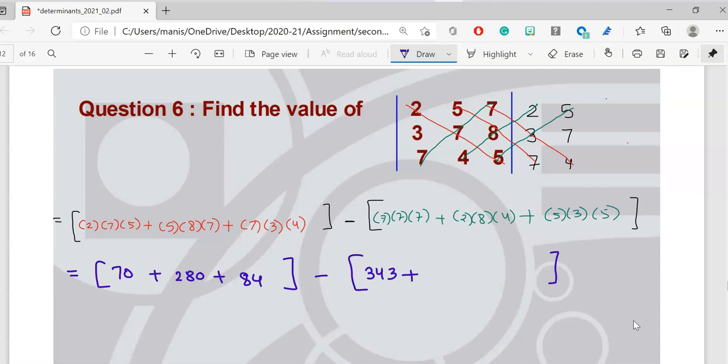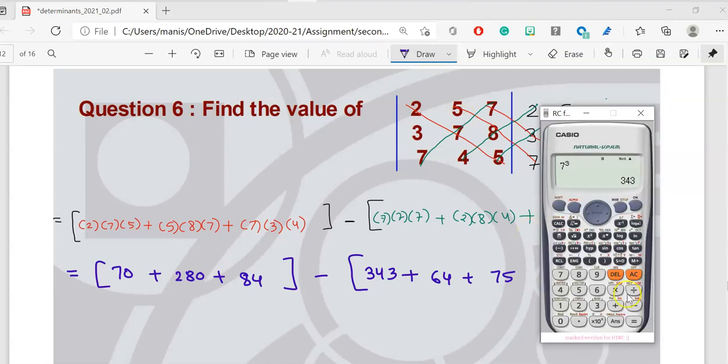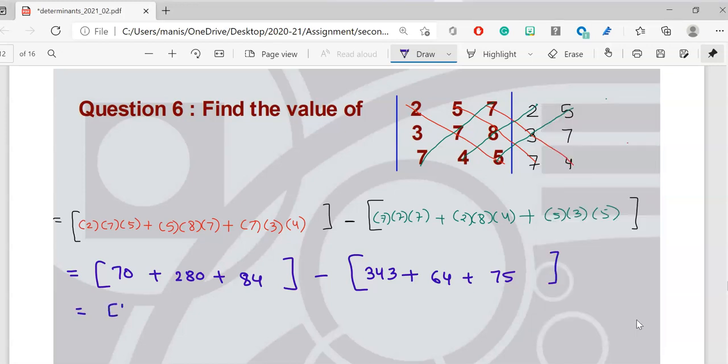2 times 4 is 8. 8 times 8 is what? 64. Plus 5 times 3, 15. 15 times 5 is what? 71. So let's go ahead and add the left terms over here. This is my 70 plus 280 plus 84, 434.